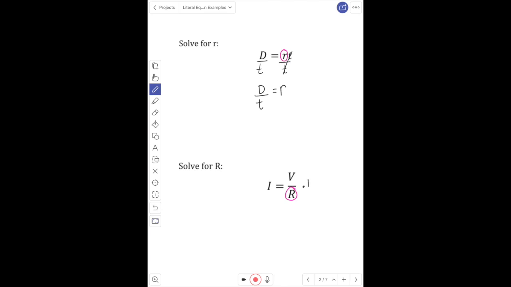So if I multiply by r on both sides, just like I would if it was any other variable or number, that's going to move it to the left. So I have ri equals v, and I'm still solving for r. So if I have r times I, I'm going to divide by I, because the inverse of multiplication is division. I now have r equals v divided by I. So if you ever have a variable in the denominator that you need to actually solve for, you need to multiply and get it out of that denominator first.